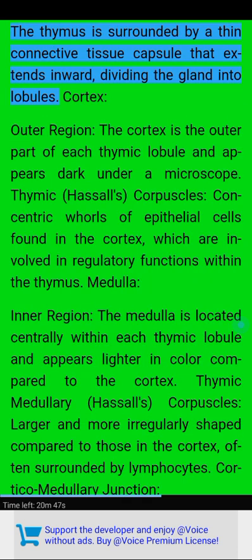The thymus is surrounded by a thin connective tissue capsule that extends inward, dividing the gland into lobules. Cortex, outer region: the cortex is the outer part of each thymic lobule and appears dark under a microscope. Thymic corpuscles, Hassall's corpuscles: concentric whorls of epithelial cells found in the cortex, which are involved in regulatory functions within the thymus.